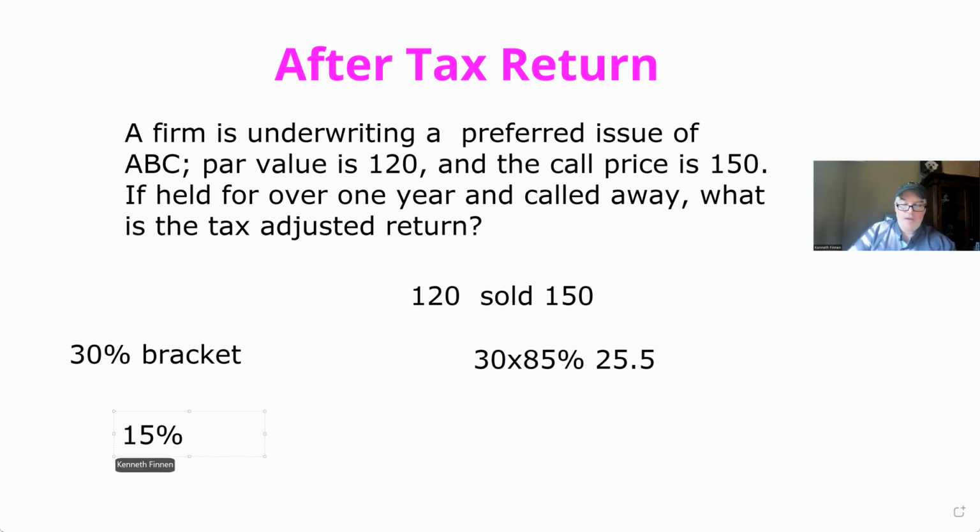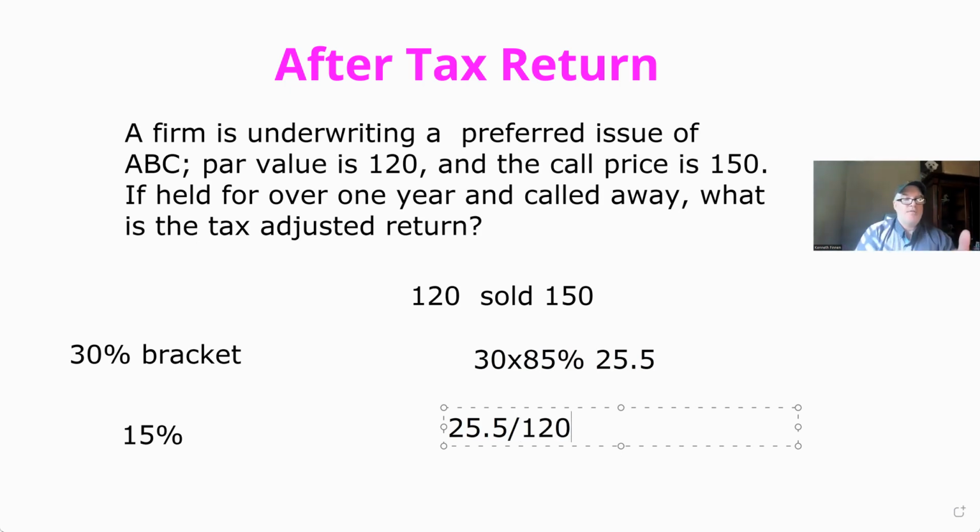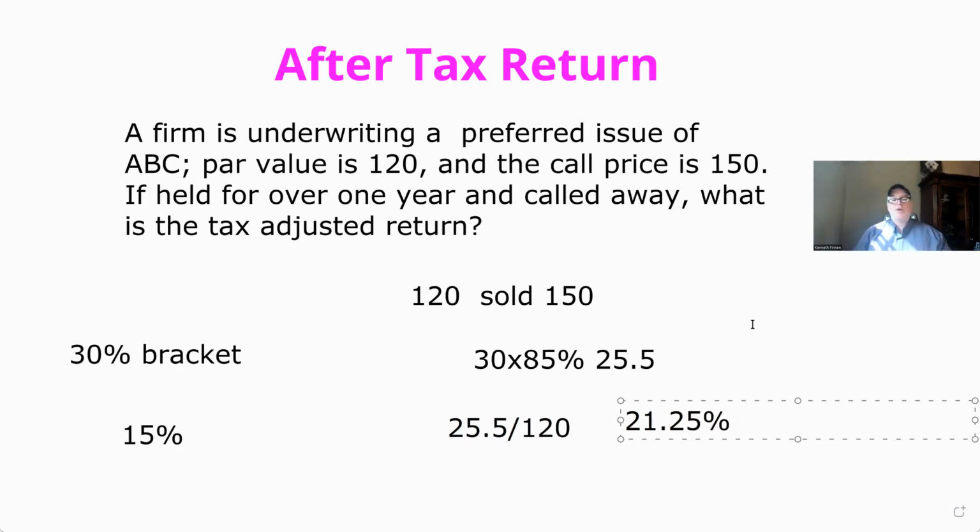So then we're going to take 25.5 and divide it by 120. 25.5 divided by 120. Guys, type slow because I type fast and it screws me up. That'd be an after-tax return of 21.25%. Now let's try it the other way just to check our work, right?